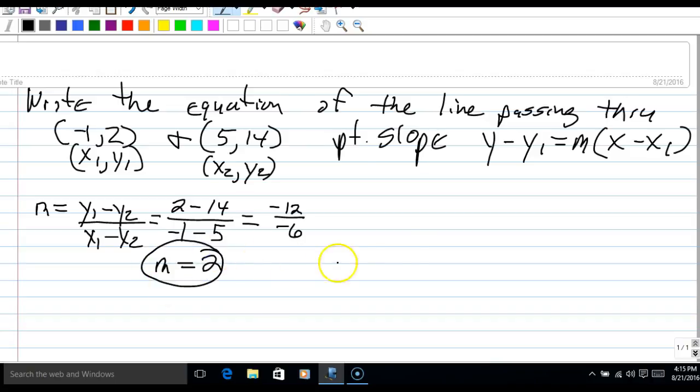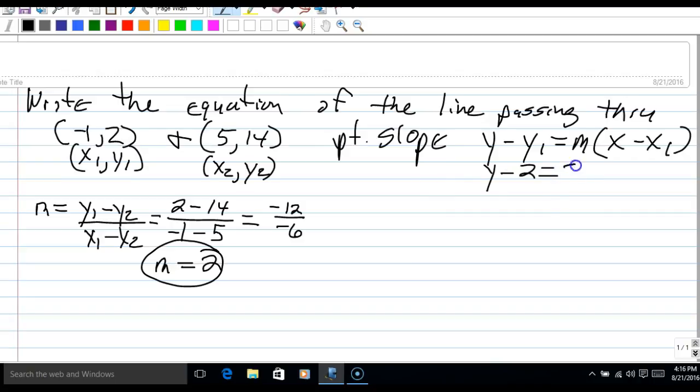Now I have the slope, so I can substitute that into the point slope form of the equation of a line. So I have y minus y sub 1, and y sub 1 here is 2. Now, again, I could use 14 here to be y sub 1 because the designation of x sub 1, y sub 1, and x sub 2, y sub 2 was purely arbitrary. So I could have called this one x sub 2, y sub 2, and this x sub 1, y sub 1. So I could use either 14 or 2 here. But you must be consistent.